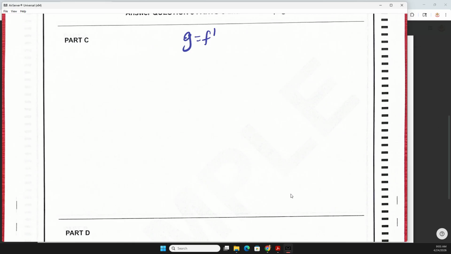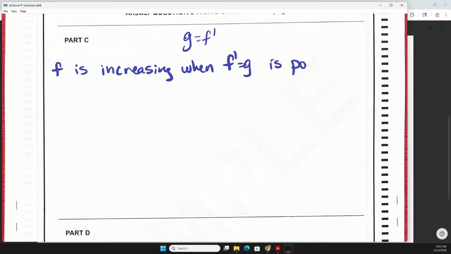Okay, so let's just talk about f and f prime because we want information about f. And so if we have the graph of f prime, when is f going to be increasing? When it's positive. So we would say that f is increasing when f prime, which is g, is positive. Please do not just say g, because we have so many different things we're talking about right now. So make sure you're very specific.